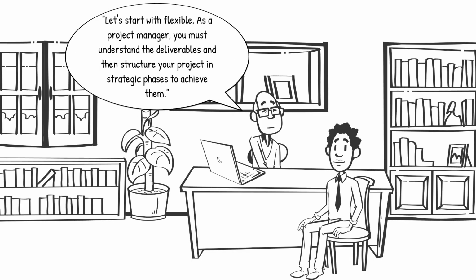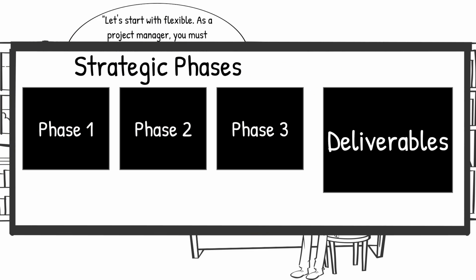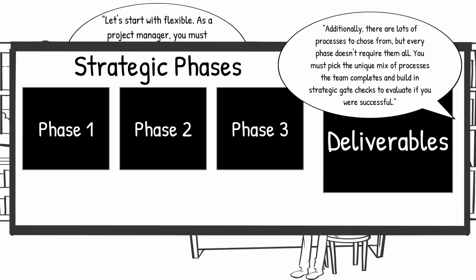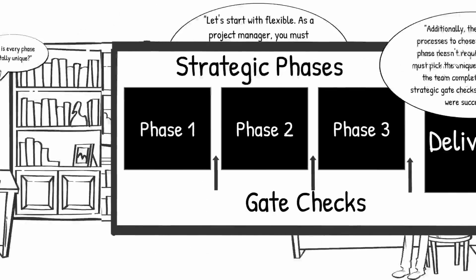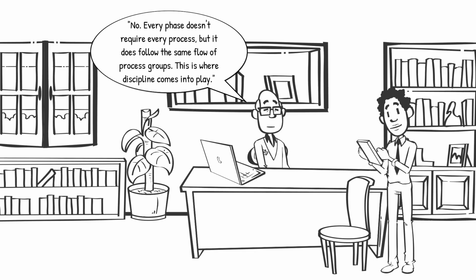Let's start with flexible. As a project manager, you must understand the deliverables and then structure your project in strategic phases to achieve them. Additionally, there are lots of processes to choose from, but every phase doesn't require them all. You must pick the unique mix of processes the team completes and build in strategic gate checks to evaluate if you were successful. So, is every phase totally unique? No. Every phase doesn't require every process, but it does follow the same flow of process groups. This is where discipline comes into play.